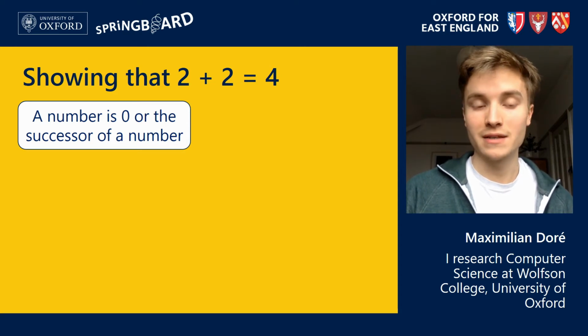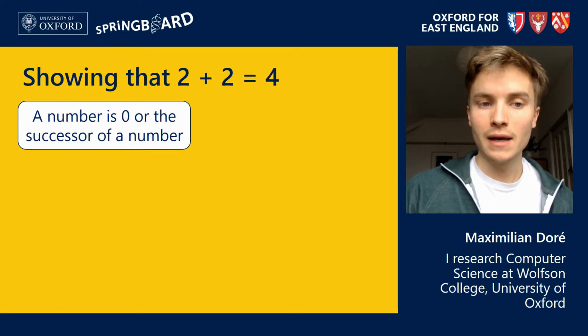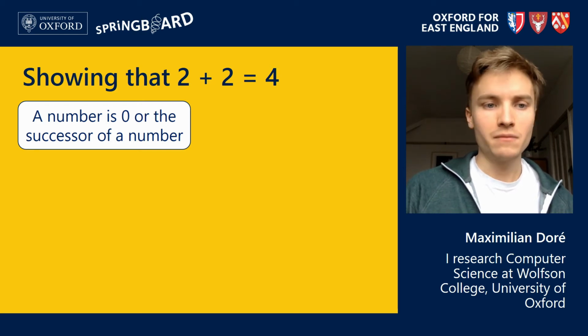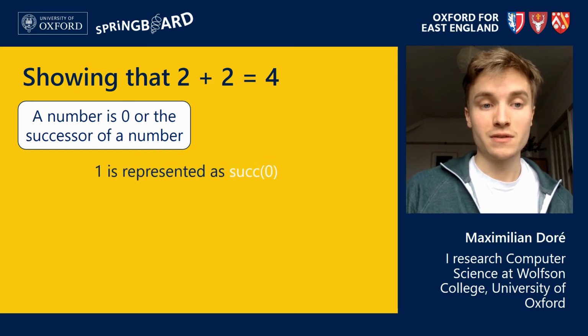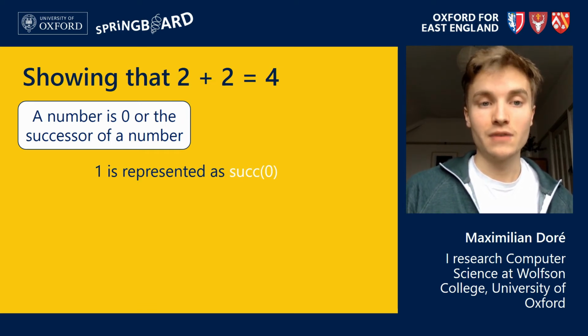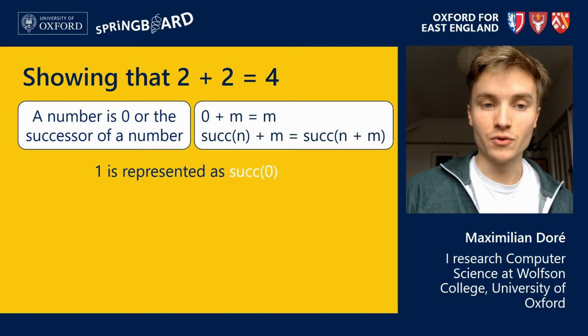How can we formalize all the numbers 0, 1, 2, 3, and so on and so forth? And the basic idea is we'll just say that 0 is a number that we know, and then the successor of a number will also be a number. So for instance, 1 is just represented as the successor of 0, and we'll write this as suc of 0. And given this representation for numbers, we can now talk about addition. And for that, we'll introduce two rules.